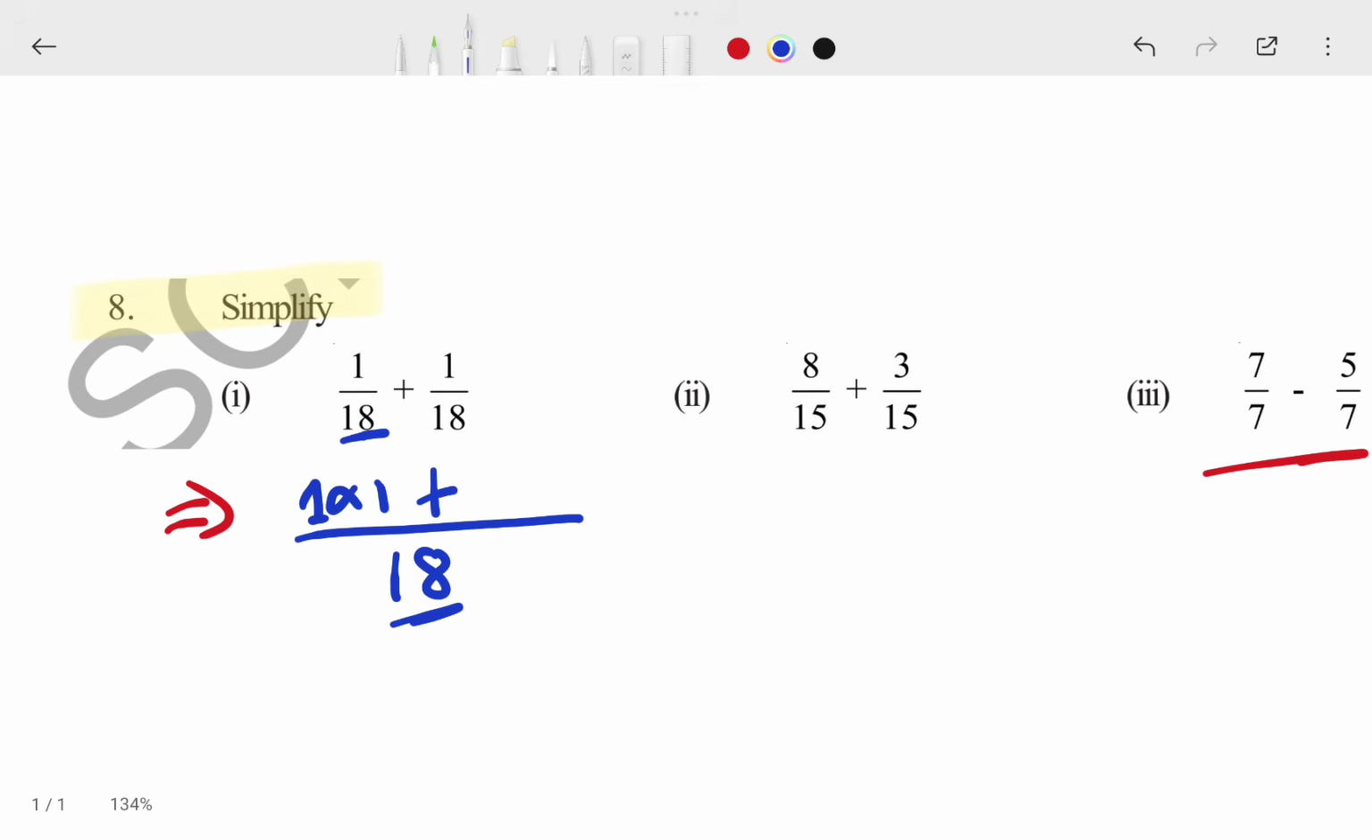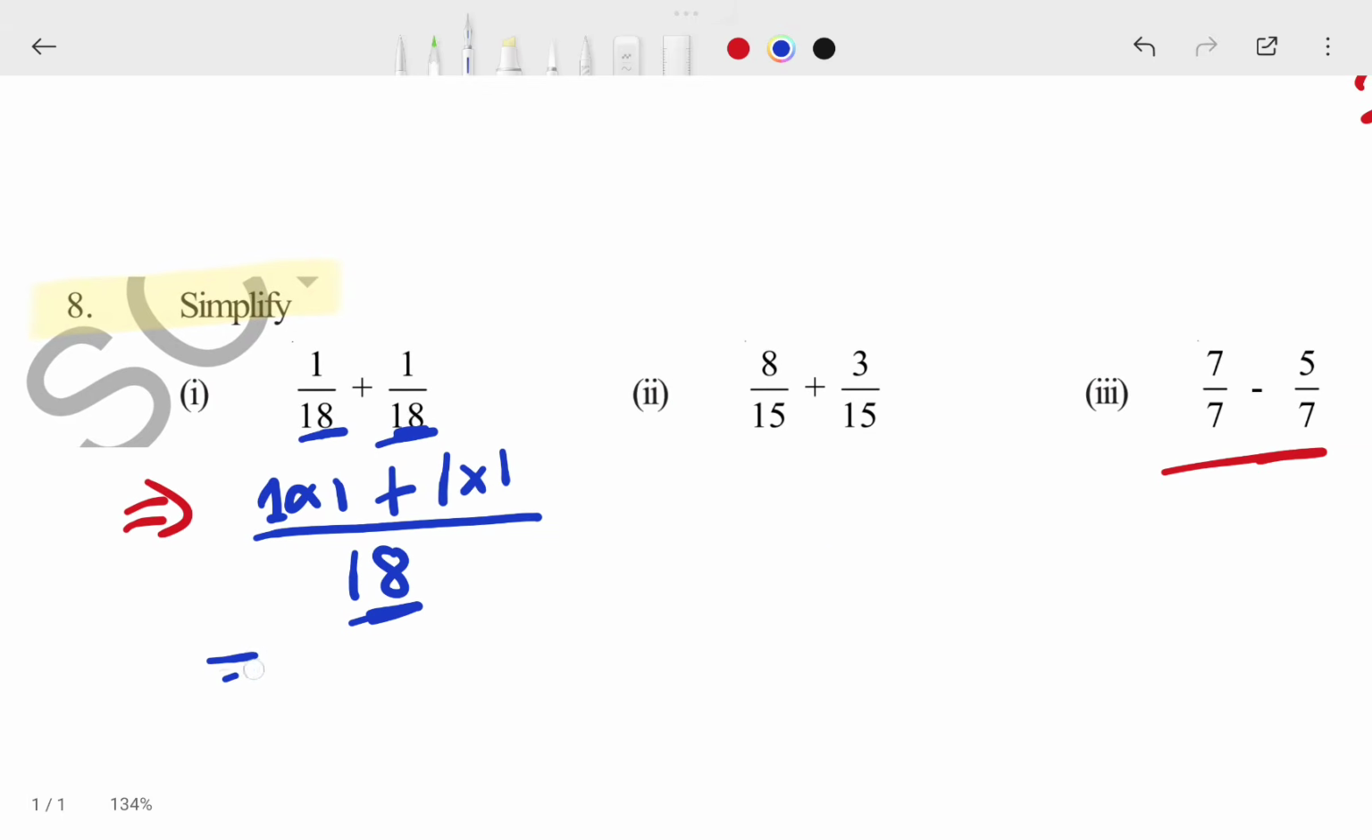Here add symbol, add. In the 18 table, 18 is how many times? One time. So you will write 1 into 1. Okay, that's simple. So now what will you do? You do 1 into 1, that's going to be 1. Then plus, you do 1 into 1, that's going to be 1, over 18. Now 1 plus 1 is 2, and this is going to be 18.